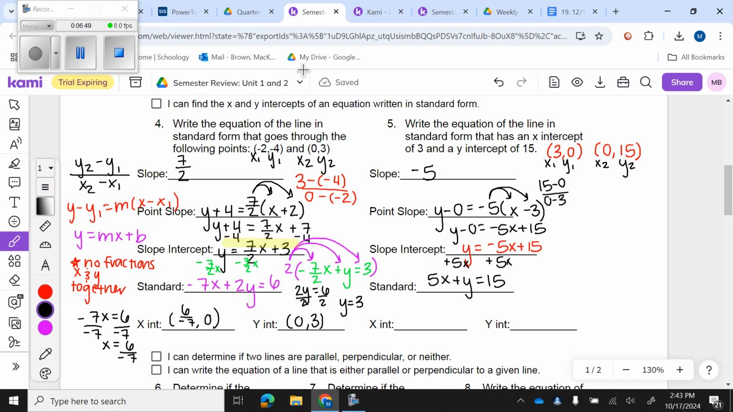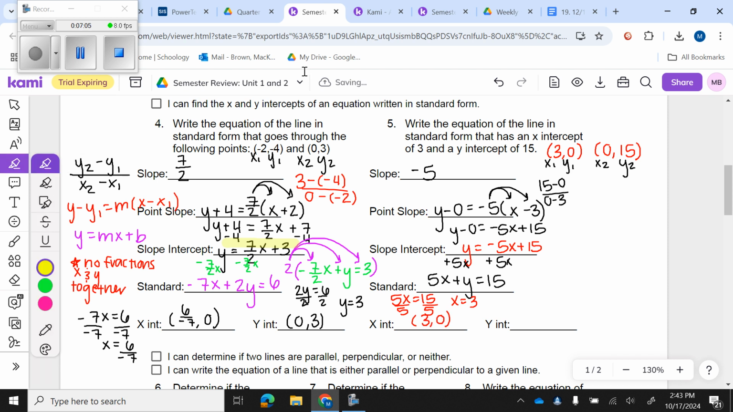I'm in standard form. To find your x-intercept, you're going to set 5x equal to 15 and divide both sides by 5. You're going to get x equals 3. Remember to write that as a point, which is 3, 0. If you remember this problem, it actually already told you that you had an x-intercept of 3, but I know I'm good now because I double-checked that 3, 0 matches my x-intercept here.